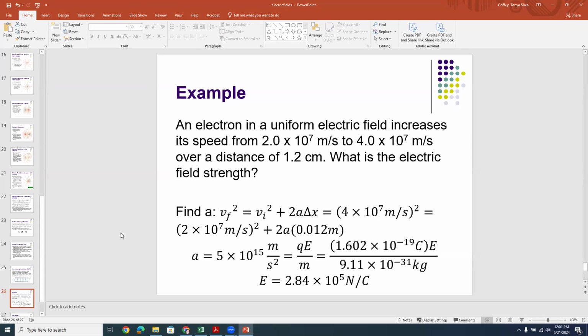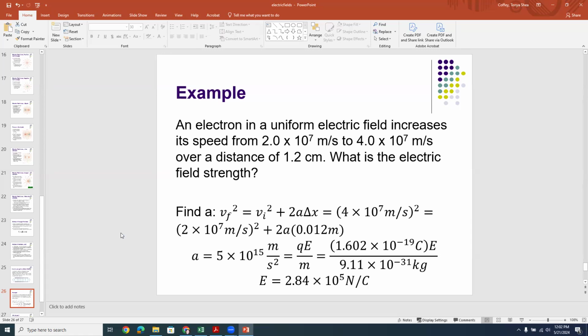Now, once we have our acceleration, we use our new friend, the equation F equals qE equals ma. If we rearrange that, we get a equals qE over m. So here we have a, which is 5 times 10 to the 15th meters per second squared, equal to qE over m. Q in this case, it says it's an electron. In the covers of your textbook, you have constant sheets. Remember, in an earlier lecture, we said that the magnitude of the charge on the electron is 1.6 times 10 to the minus 19 coulombs. With more sig figs, it's 1.602 times 10 to the minus 19 coulombs.